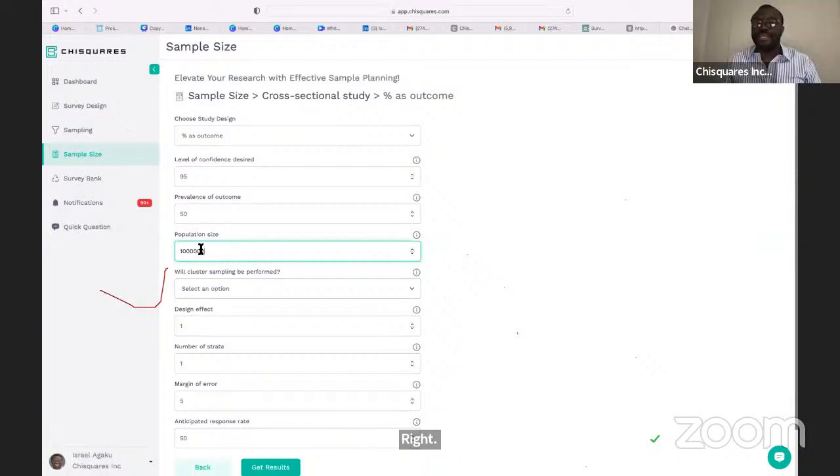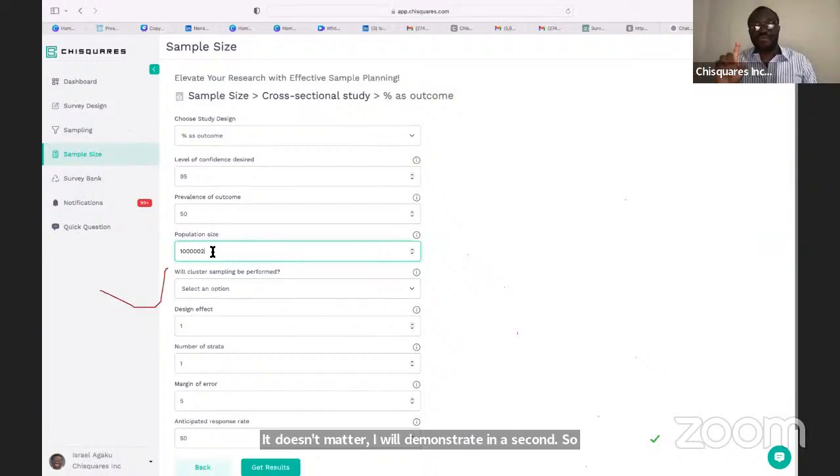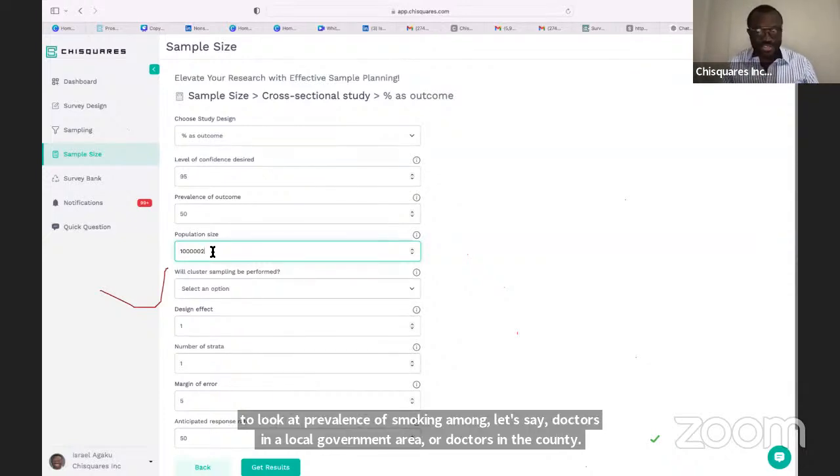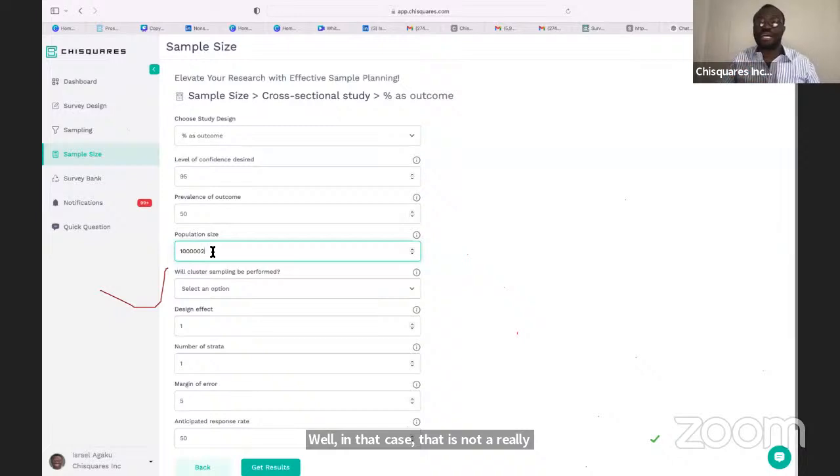It only matters when the population is small. So if I have a very small population, let's say I'm trying to look at the prevalence of smoking among doctors in a local government area or doctors in the county. Well, in that case, that is not a really large population, right? Then the population matters. And the reason why it matters is because of a mathematical construct which we call the finite population correction.